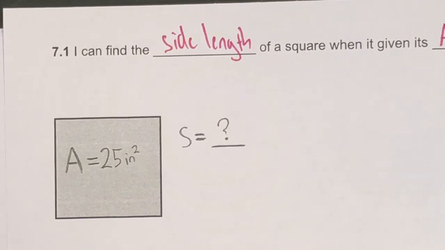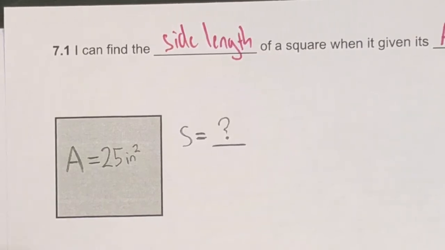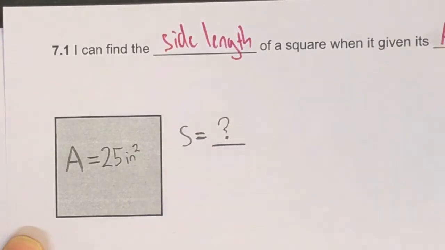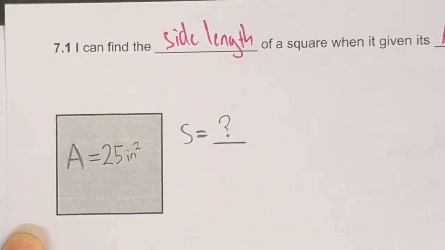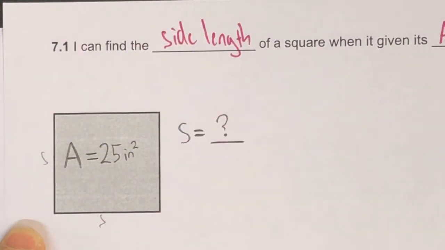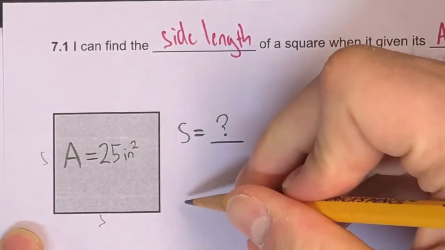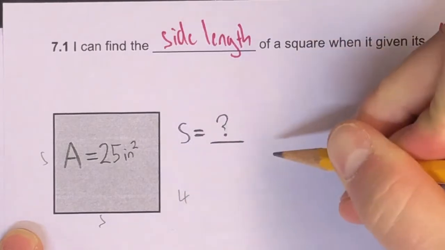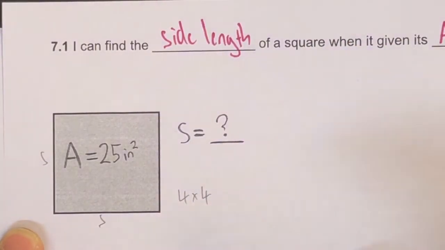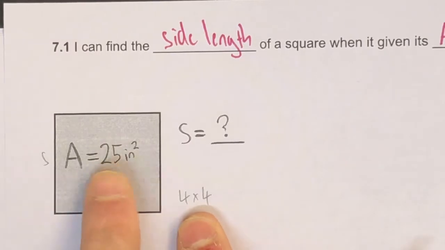Now, there's two different ways you can go about figuring out a problem like this. I have a square. I know its area is 25 square inches. First thing I can do is just guess and check. I'm just going to guess a number that when I multiply it times itself, I get 25. Maybe it's 4. Let's do 4 times 4 and just check. I want to make sure I get 25.